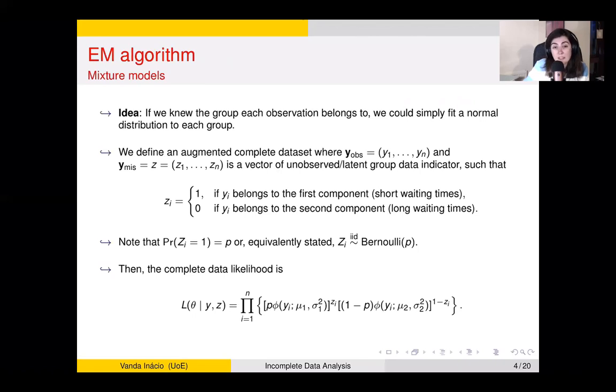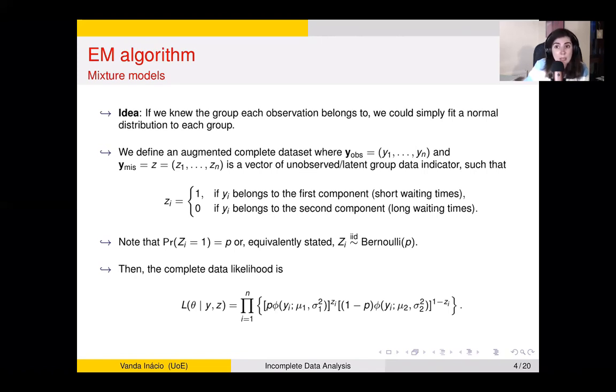We are saying that Zi will be 1 if Yi belongs to the first component, the component associated with short waiting times between eruptions, and it will take the value 0 if Yi belongs to the second component, the component associated with long or longer waiting times. And we will have as many Z variables as observations. So if I have n y's, I will have n Z observations, right? Because Zi is associated to yi.